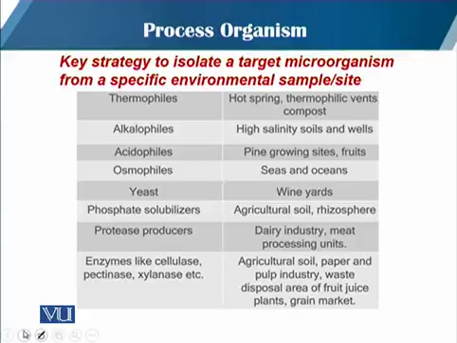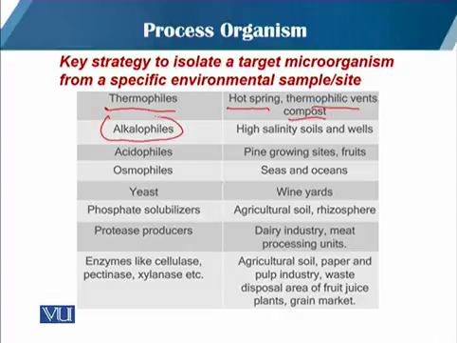As concerns the different natural habitats and sources, if we want to isolate thermophilic microorganisms, which we call thermophiles, then our habitat should be hot springs, thermophilic vents or compost piles. As concerns the alkalophiles, high salinity soils and wells are the suitable habitats to isolate such microorganisms. As concerns the acidophiles, pine growing sites, fruits, etc. are the habitats.